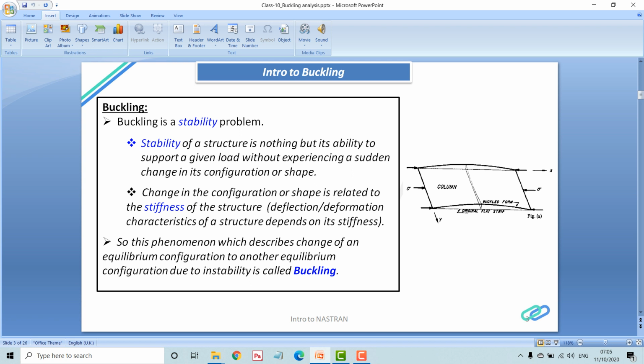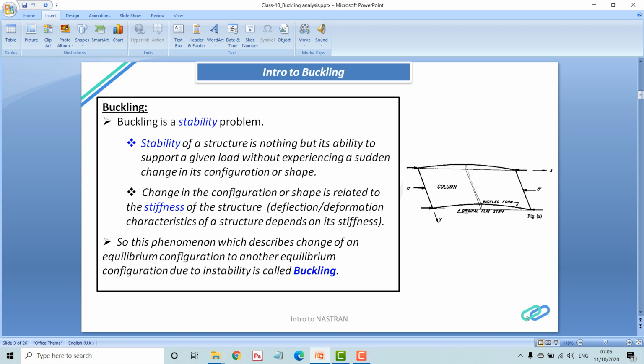That is called instability. So, in order to understand instability, you have to understand what is stability. Instability is exactly the phenomenon opposite to stability. Stability is nothing but the ability of a structure to support any given load without experiencing any change in the equilibrium configuration or the shape. It might be a deformed shape or deflected shape.